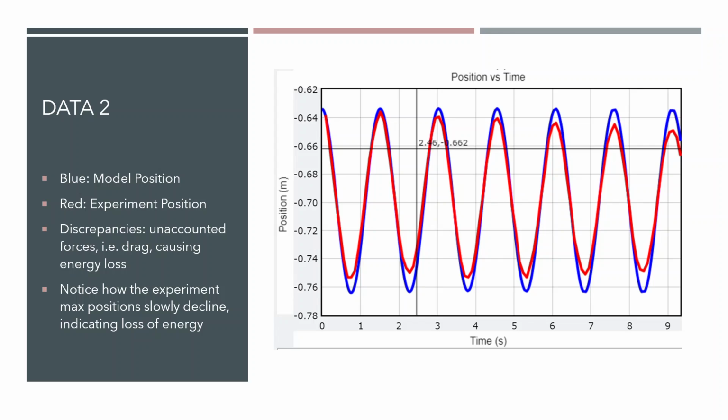And then here's my second data slide. The blue is my model position, and my red is my experimental position. You can see they're pretty close, but not exact. And the one thing that I want to point out is how after each crest and each trough, you can see that the maximum height slowly begins to decrease. And I attribute these discrepancies to outside forces acting, i.e., in this case, I think it's drag or air resistance, and it's just causing a loss of total system energy, which is the shorter peaks. Basically, there's a loss of energy in the system to the surroundings.